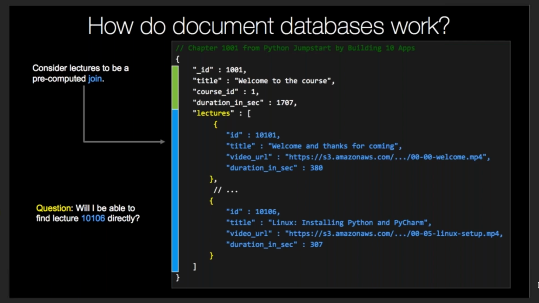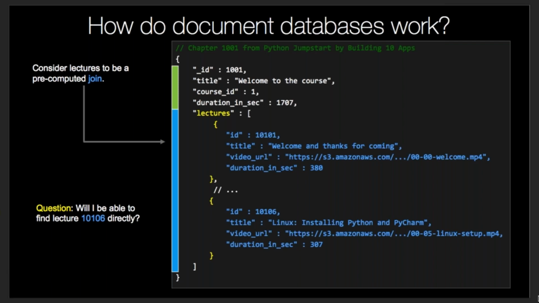They have stuff like this little green section here, where it's effectively just straight data, right? We have an ID, we have a title, we have a duration. That's cool. But then notice this lecture section. This is actually sub-objects embedded within this document. So if I go to the database and say, find me the one with ID 1001, what I'll get back is this entire document. And in there are the lectures with their own details as well. And so you can think of the lecture part as kind of being a pre-computed join.